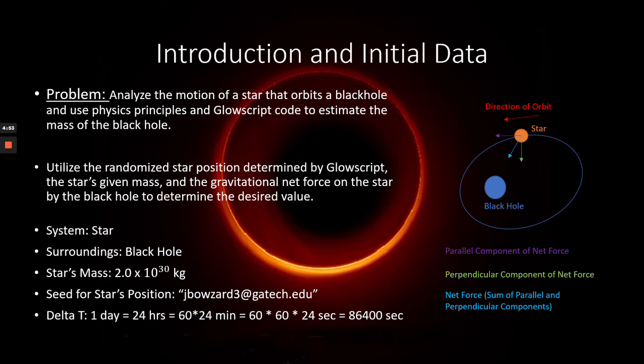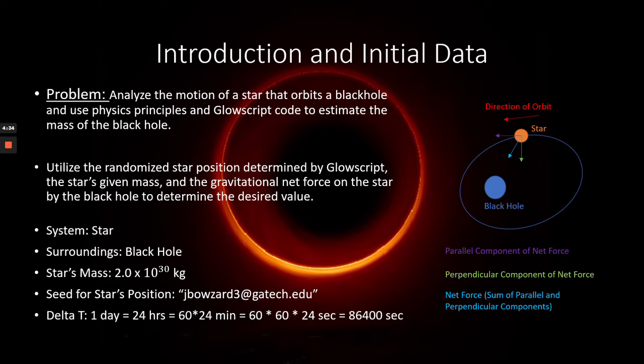The goal of the experiment is to use Glowscript and physics principles to estimate the mass of the black hole given the change in time, 1 day or 86,400 seconds, the star's mass, 2.0 times 10 to the 30th kilograms, and a randomized position vector for the star. The net force on the star is due solely to the gravitational pull of the black hole.